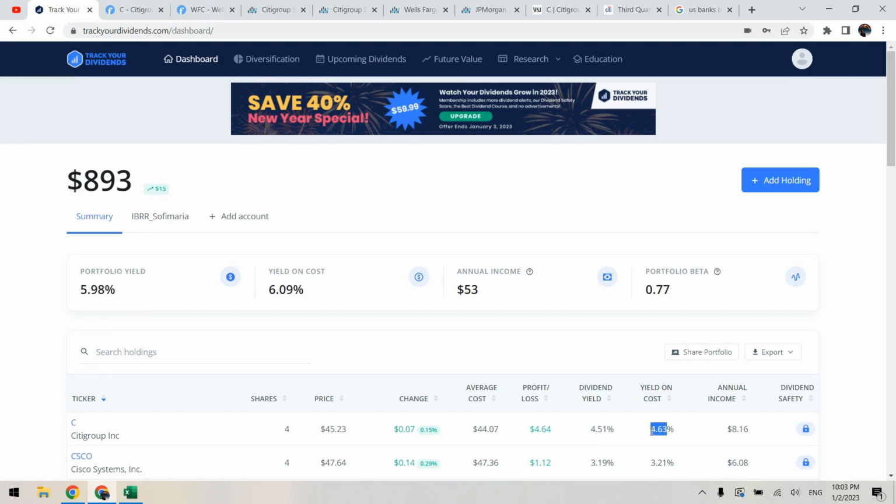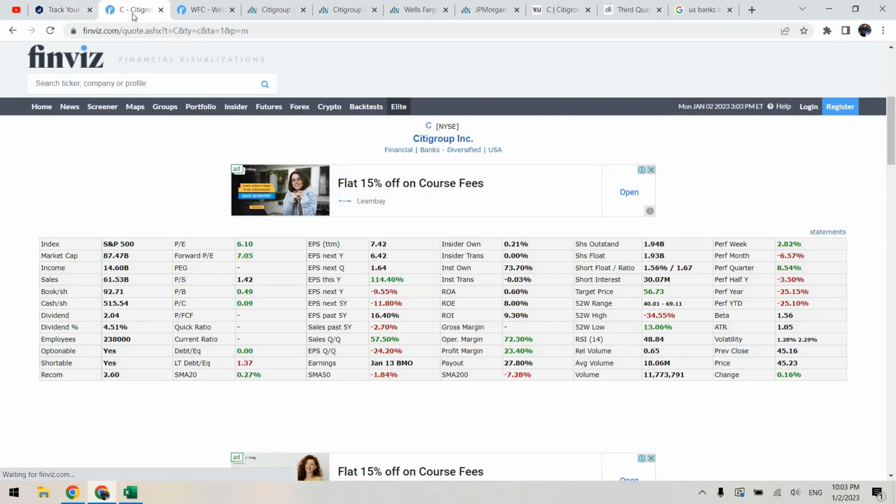I have four shares in Citigroup, and the main reason why I invest in it is, of course, dividend yield. Now I get a 4.6% yield on the cost. If you'd like to purchase this stock today, you will have a 4.5% dividend yield, which is still great, and still beats the 4% yield on the bonds that some people prefer. But let's take a closer look. How do I select this stock?